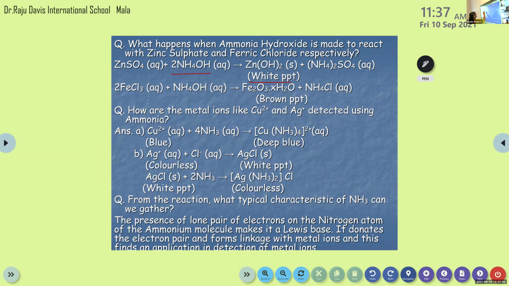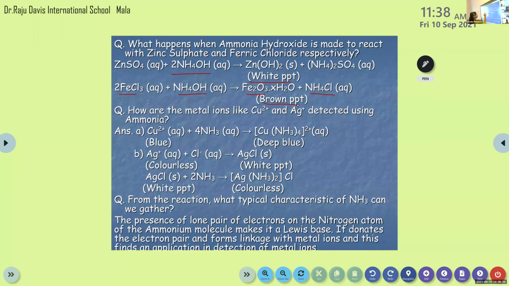Here this ferric chloride will be reacted with ammonium hydroxide. Ferric chloride reacts with ammonium hydroxide, and here ferric hydroxide and ammonium chloride will be produced. A brown colored precipitate is formed. Clear, children? That's about the reaction between ammonium hydroxide with zinc sulfate and ferric chloride.